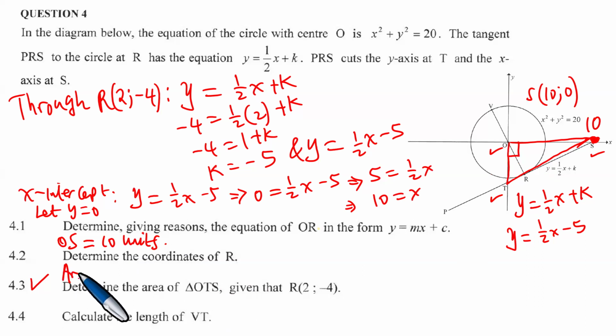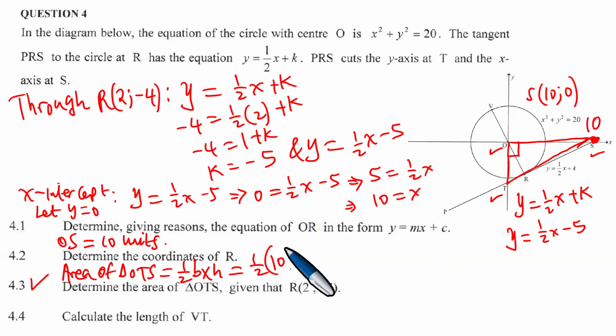So the area of triangle OTS is the same as half base by height. The area of a triangle is half base by height, which is half the base. What is the base? We can take the base to be this one here, which is exactly 10, multiplied by the height. What is the height? You take the base as this one, the height is going to be up to OT. And now, what are the coordinates of T?